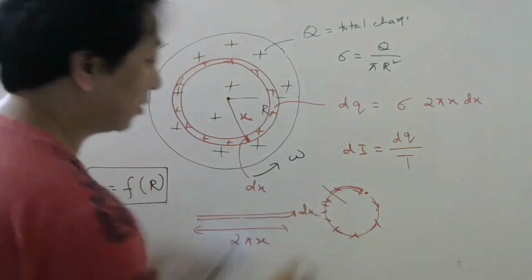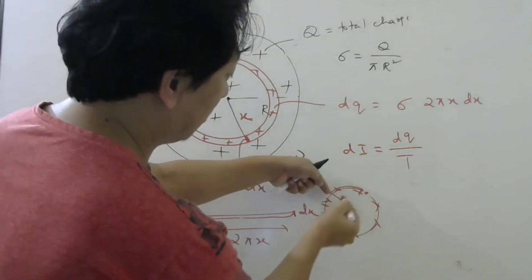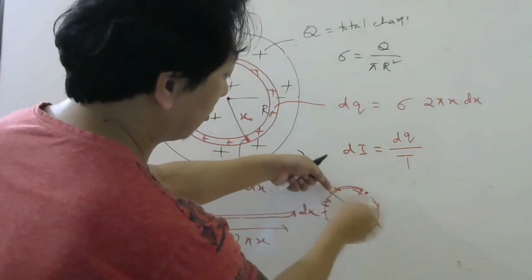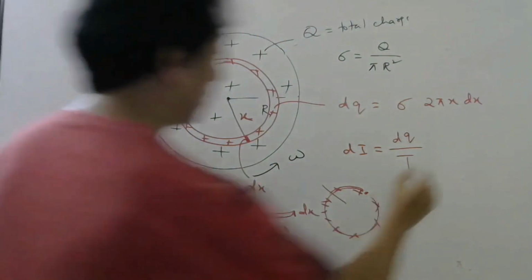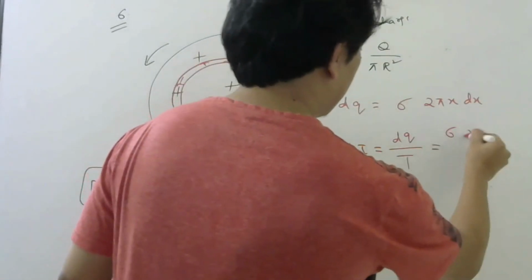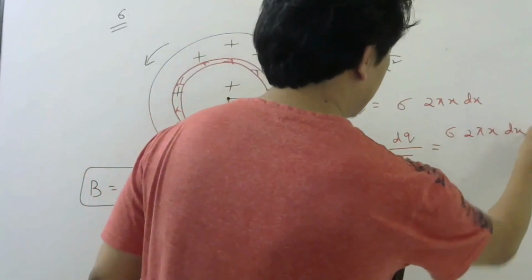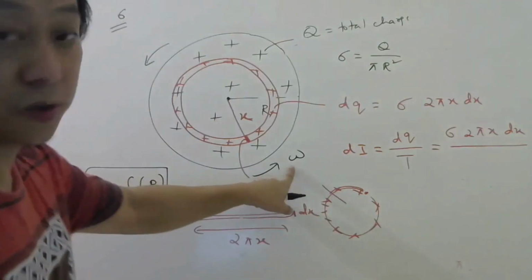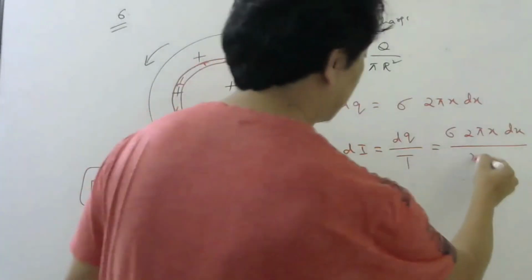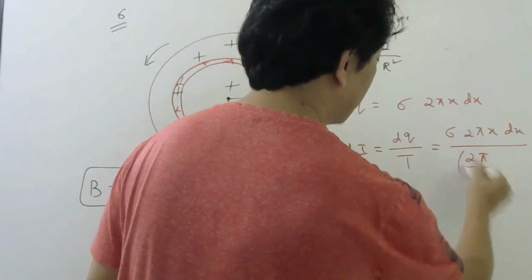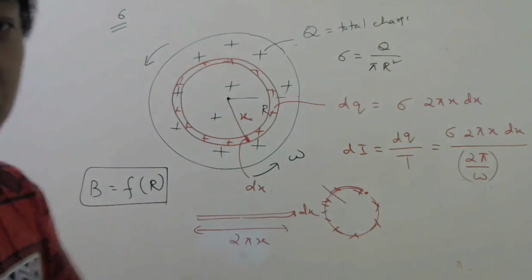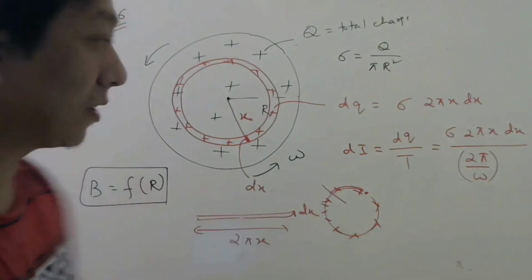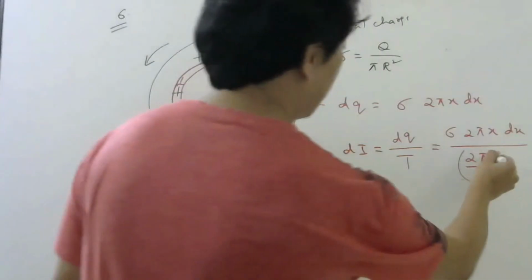Everywhere there is charge. So as you wait for one time period, the whole charge will pass through this cross section. Charge is how much? Sigma into 2 pi x dx. Time period in terms of omega, because omega is given. I can write time period as 2 pi divided by omega also. Either I can write 2 pi r by v, or I can write 2 pi by omega. It is the same thing. So 2 pi will cancel.